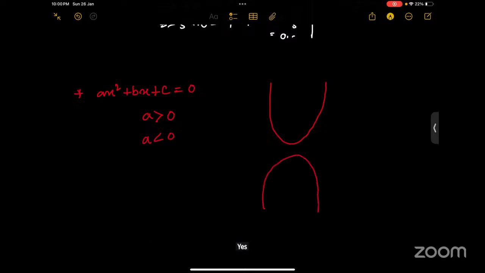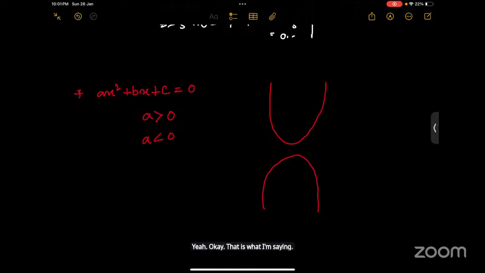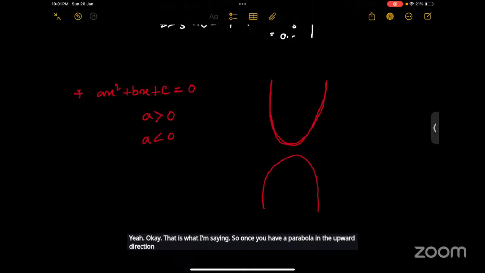In today's TS session, the person has told us this, but I wanted to know what is the application of this. That is what I'm saying. Once you have a parabola in the upward direction, then you cannot find the maxima because it is going up to infinity, but you can find the minima, right?